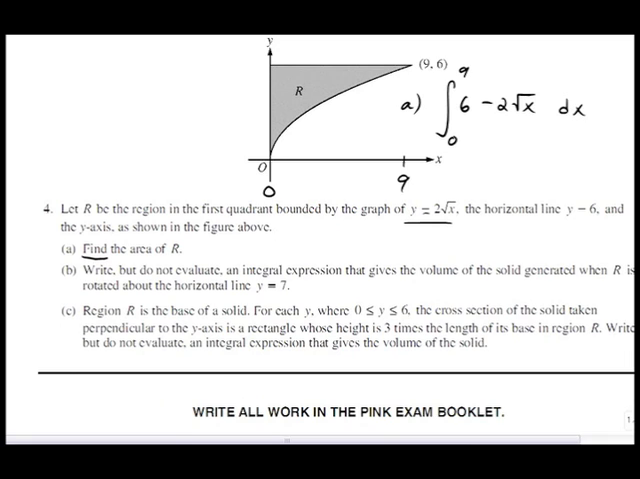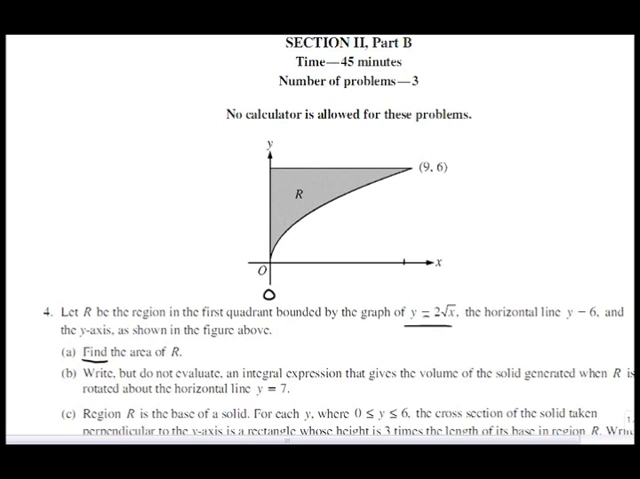Alright, B, write but do not evaluate an integral expression that gives the volume generated when R is rotated about the horizontal line, y equals 7. So let's erase this. So y equals 7 is about, let's say it's right here. Draw a straight line.